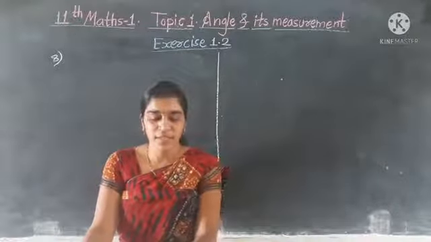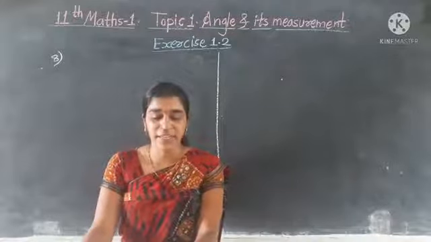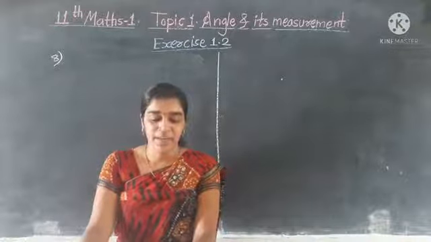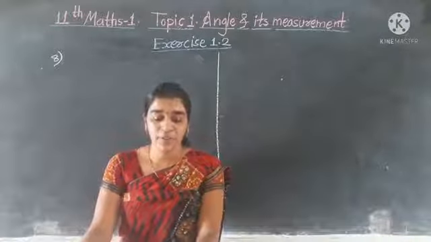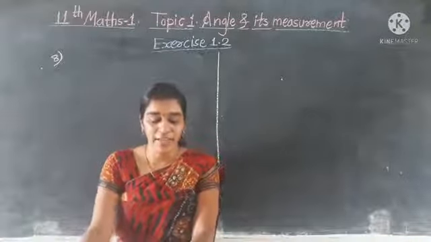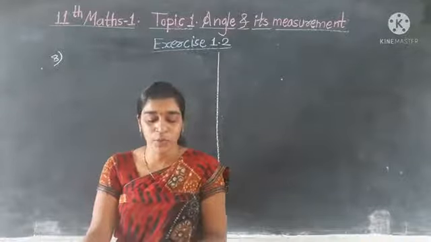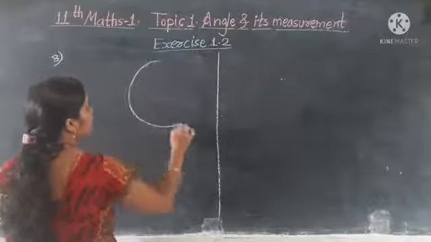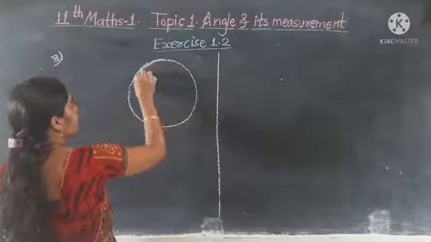Question number 8C. OPQ is the sector of a circle having center at O and radius 15 centimeter. Measure angle POQ is given 30 degree. Find the area enclosed by arc PQ and chord PQ. So here also we draw first a rough figure. Okay.